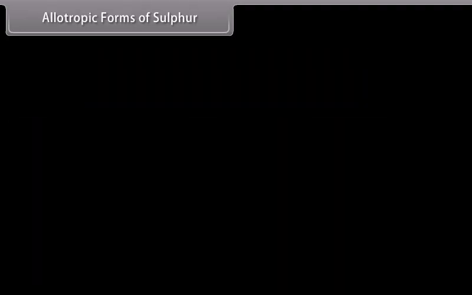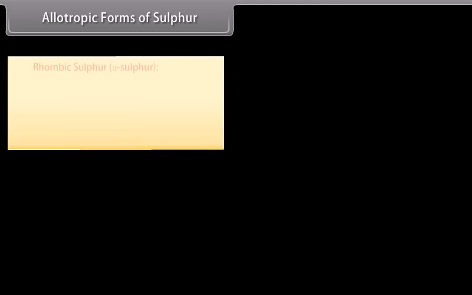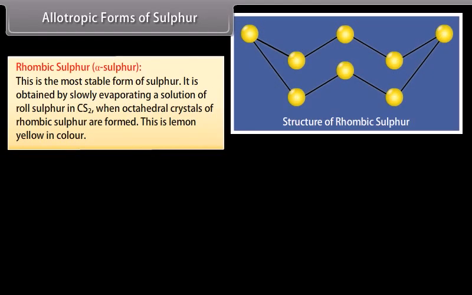Allotropic forms of sulphur. Rhombic sulphur. This is the most stable form of sulphur. It is obtained by slowly evaporating a solution of roll sulphur in CS2 when octahedral crystals of rhombic sulphur are formed. This is lemon yellow in color.